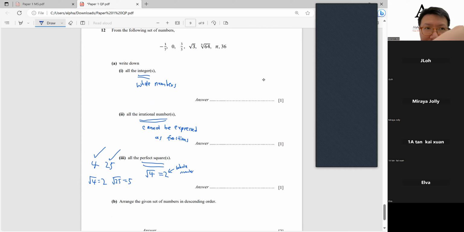Is 2 a perfect square? Yes or no? No, right? Because square root 2 gives you about 1.41 something. This is not a perfect square. You don't get a whole number. Okay?